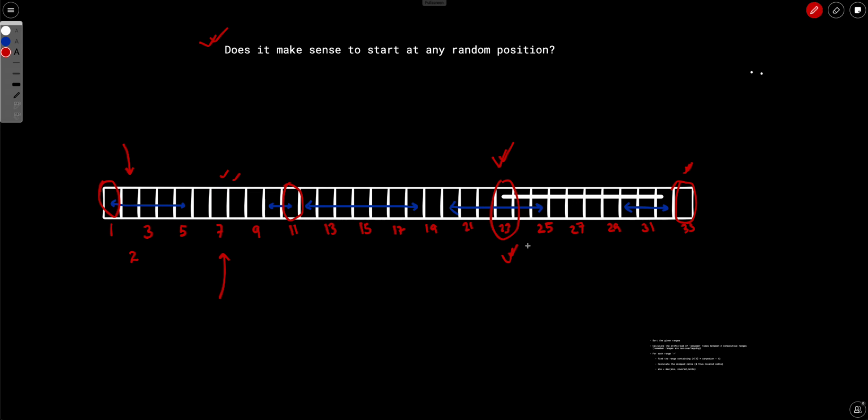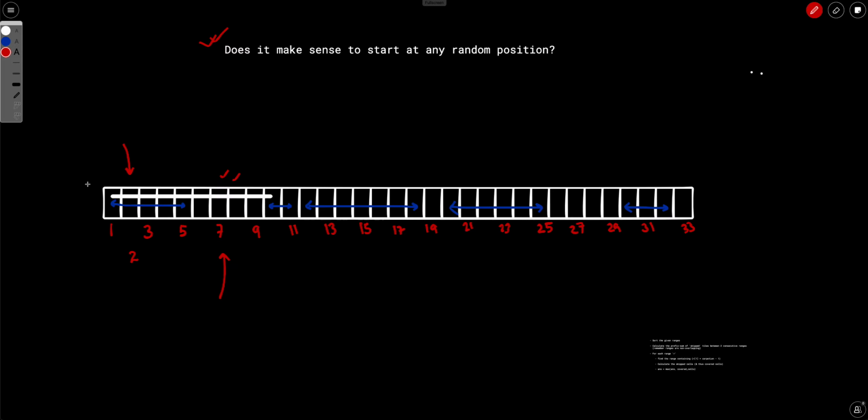So essentially, we are saying that we will not start in the middle of a range. It doesn't make sense to start from here, because if you start from here, you will be in a better place, or at least as good as the previous place. Similarly, if you start from here, you will be in a better place, or at least as good as the previous place.